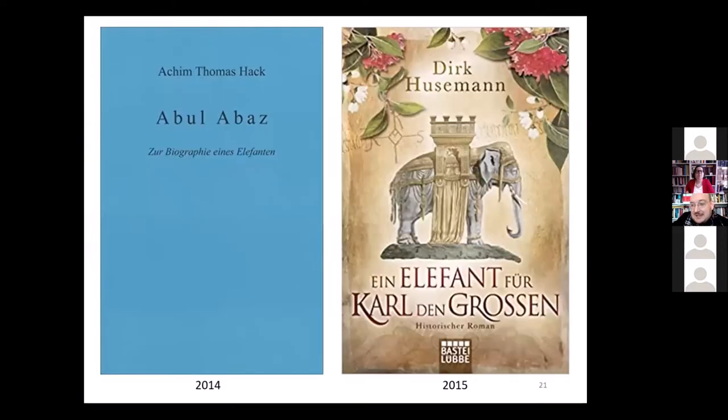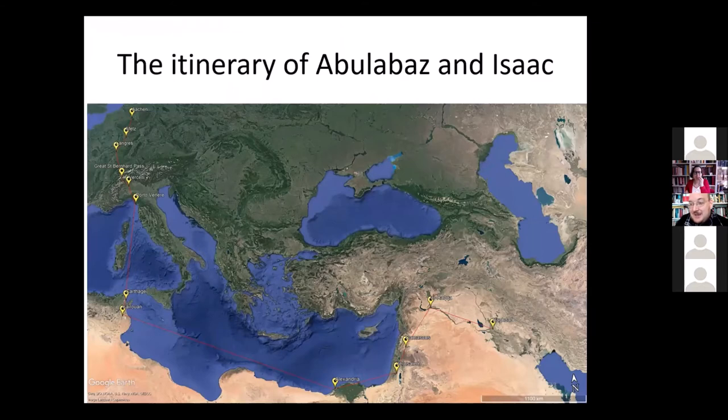This elephant is quite a popular figure now. There is even a biography written by the German medievalist Achim Thomas Hack in 2014, and there's also a historical novel, An Elephant für Karl den Großen. So maybe eventually there will be a movie about him.